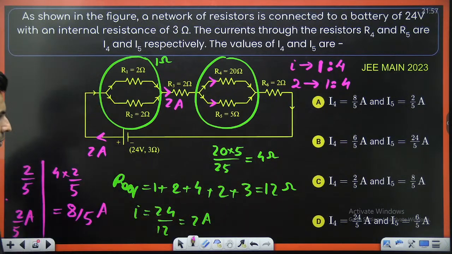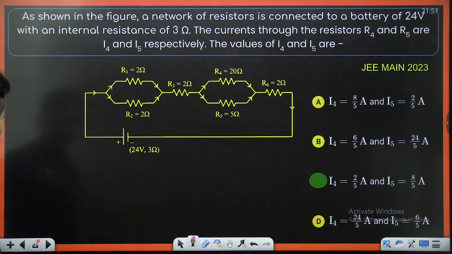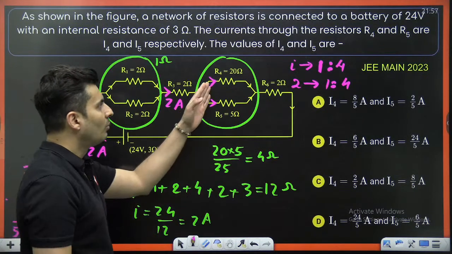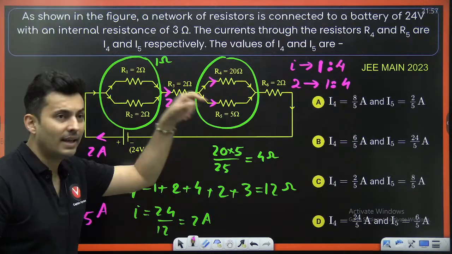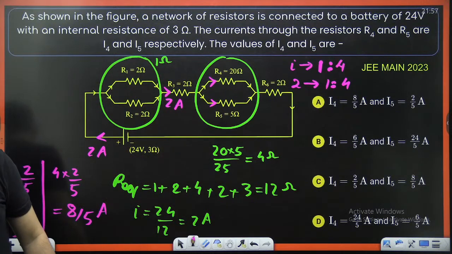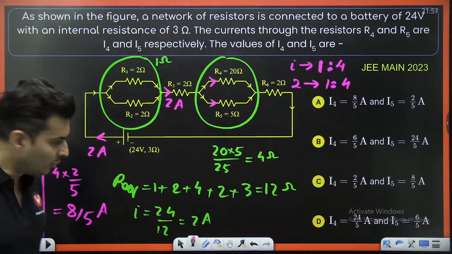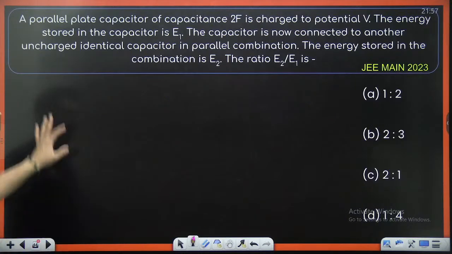So that is the answer. 2 by 5 and 8 by 5. Yes, option C. More resistance will have less current, less resistance will have more current. Cool. Got it? Alright. Moving on to the next question coming up on your screen.